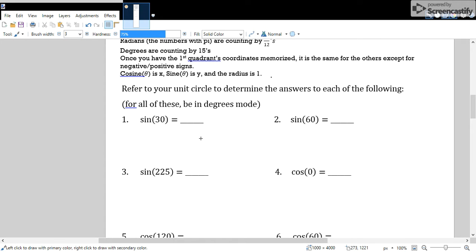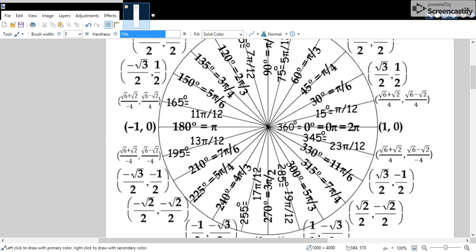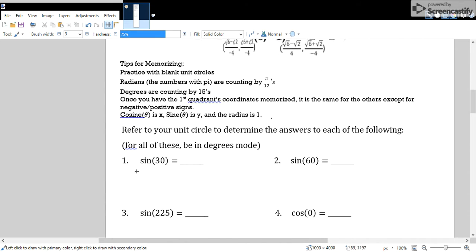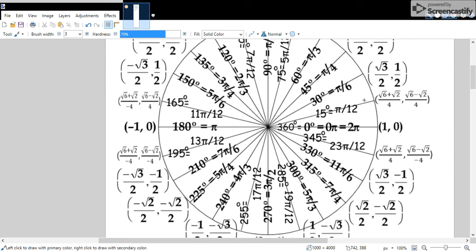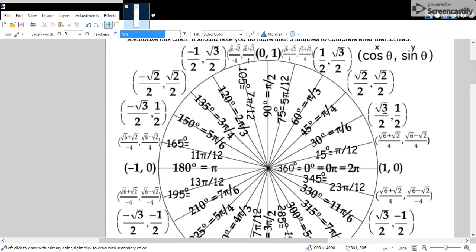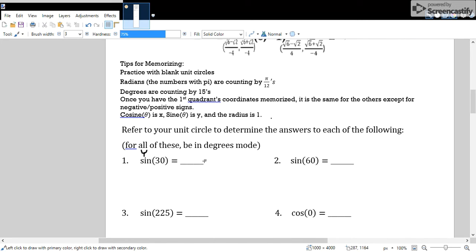So we have sine of 30. So we're going to go back to our unit circle and find 30 degrees. Since sine is talking about the y value, we're going to look at our coordinate point. We have square root of 3 over 2, comma 1/2. The y value is 1/2. So that's what the answer would be for number 1. The answer would be 1/2.